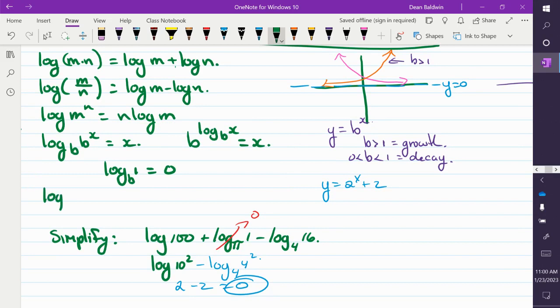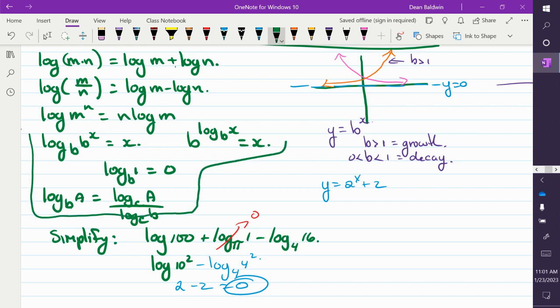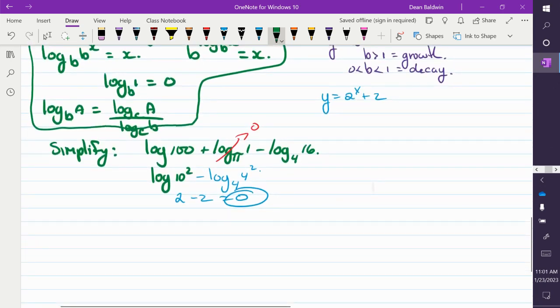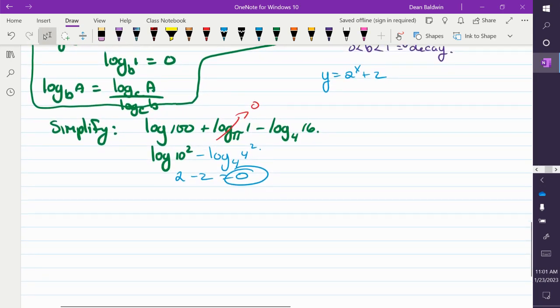So if you have log base b of a, you can pick any base you want. So I can write log base c of a over log base c of b. Again, the base becomes the argument. All right, that's on your sheet. Okay, that was good. All right, so there's a simplifying like that.